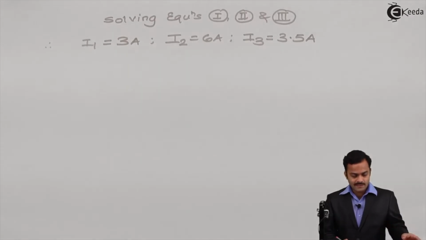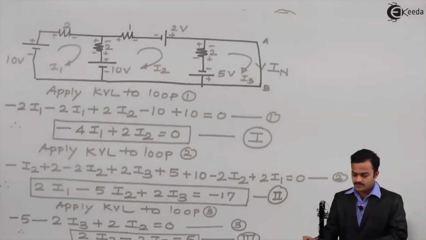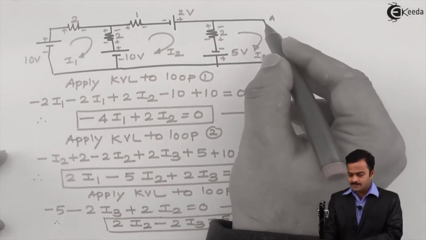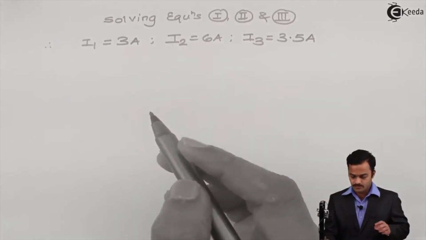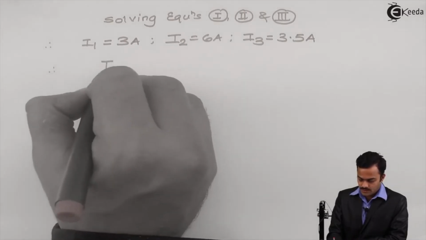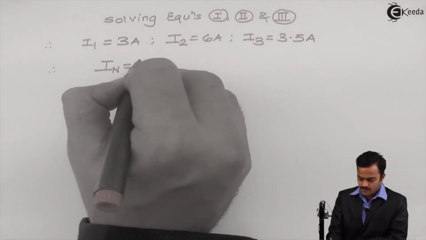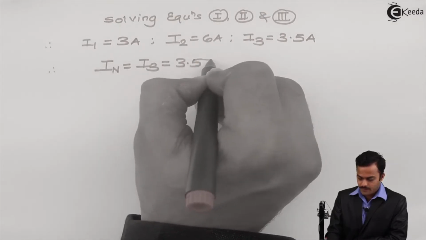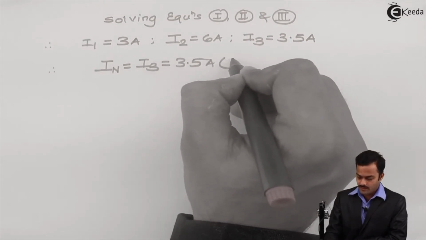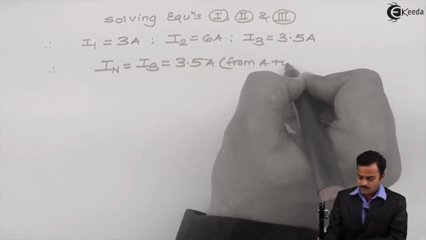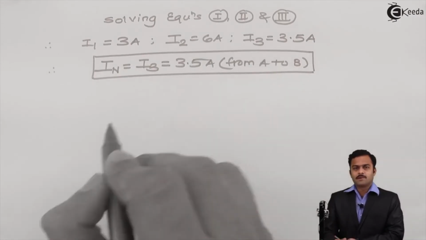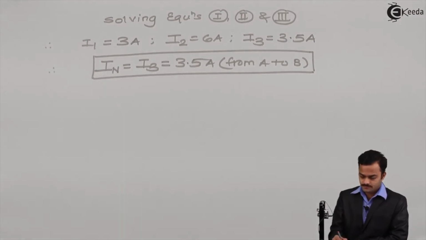Now let's relate these I1, I2, I3 with IN. So it's very simple this time. IN is the same as I3 and the direction is from A to B. So I will write Norton's current IN, same as I3, equal to 3.5 ampere. Direction will be from A to B. Step number 1 is over.